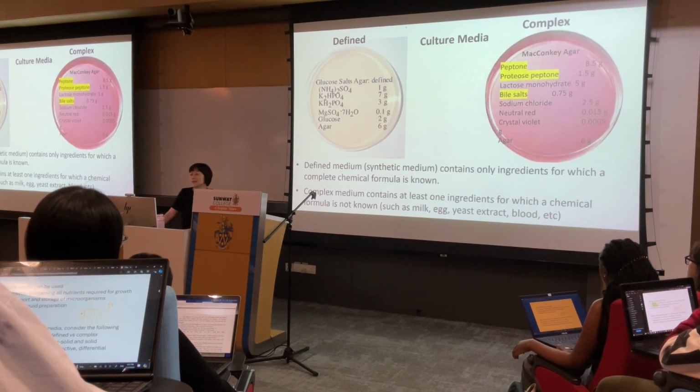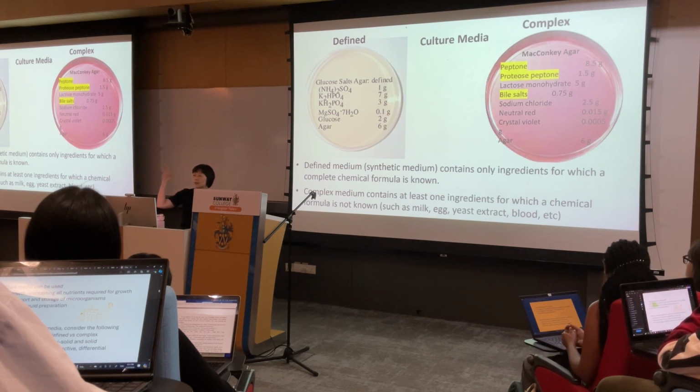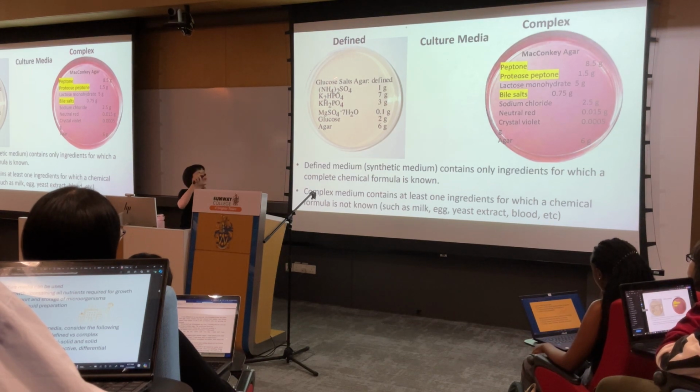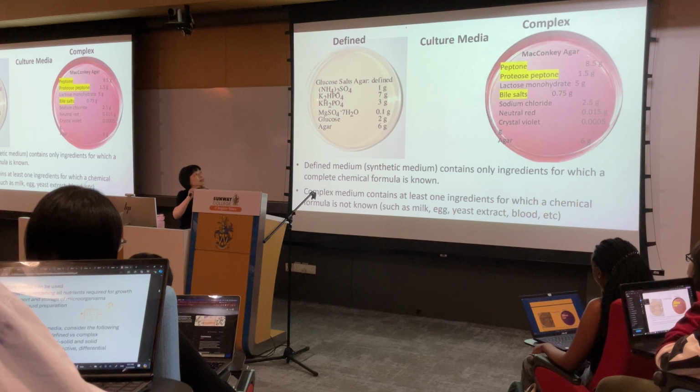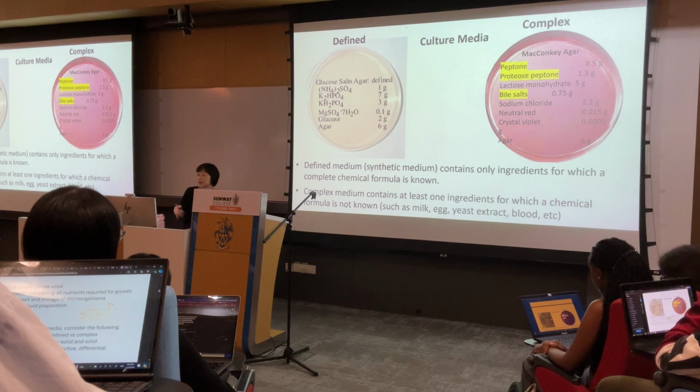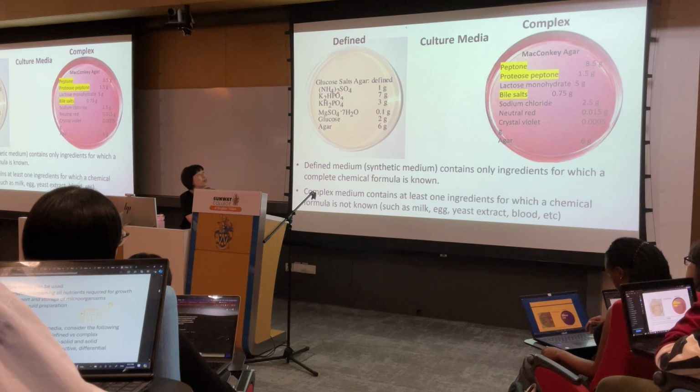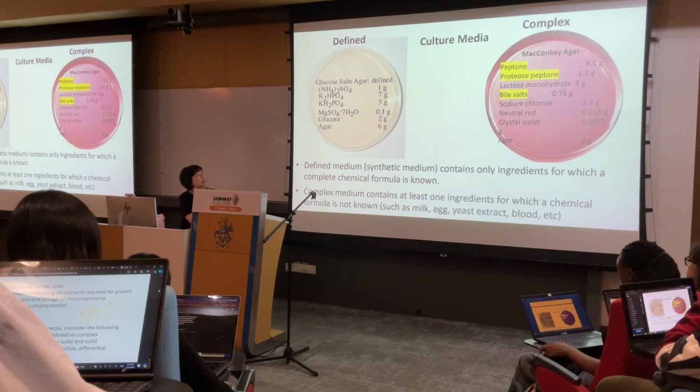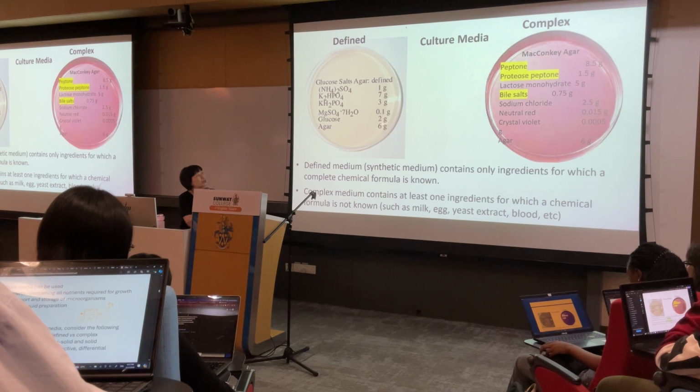Now, the first thing is that you need to know what is defined and what is complex. Defined, as you can see from the slide, you have this recipe, right? So each of the components that make this defined medium, which is called glucose salt agar, has a chemical formula which is very well known. So based on that, you know exactly what each chemical is and how much you are going to use. So this is defined. Everything is very clear. You know exactly what the chemicals are.